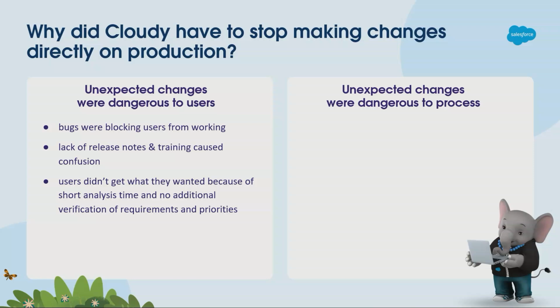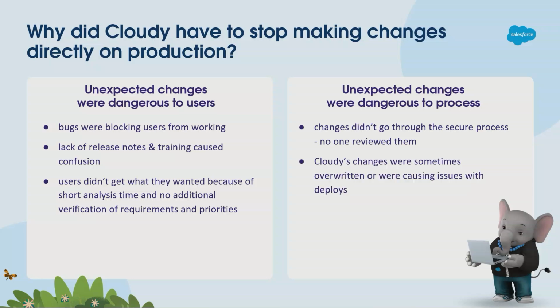And it's also a problem for the team, for the process, because the changes do not go through a secure process. The changes can be overwritten by the development team, by the deployments, by the releases. Also, no one knows what is happening on production, right? One person is clicking something and no one else knows what is happening. So it was not safe. We had to stop that. We didn't want to use change sets anymore, and we decided to go with DevOps Center.